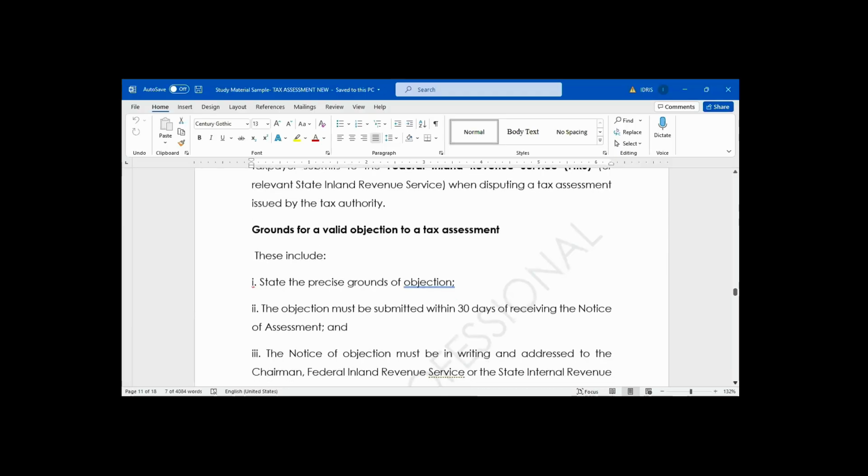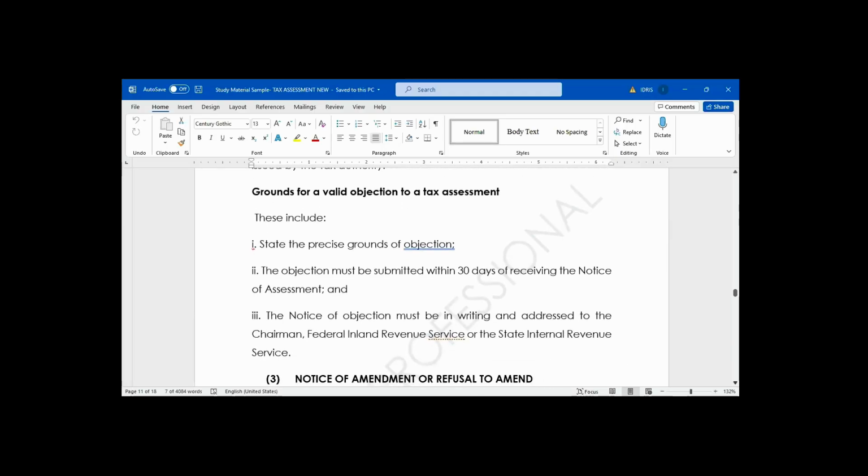Number three, your objection must be made in writing and addressed to the chairman of Federal Inland Revenue Service or State Internal Revenue Service. Number three condition or ground for valid objection. The objection must be made in writing and addressed to the chairman of Federal Inland Revenue Service or State Internal Revenue Service. These are the grounds for valid objection.